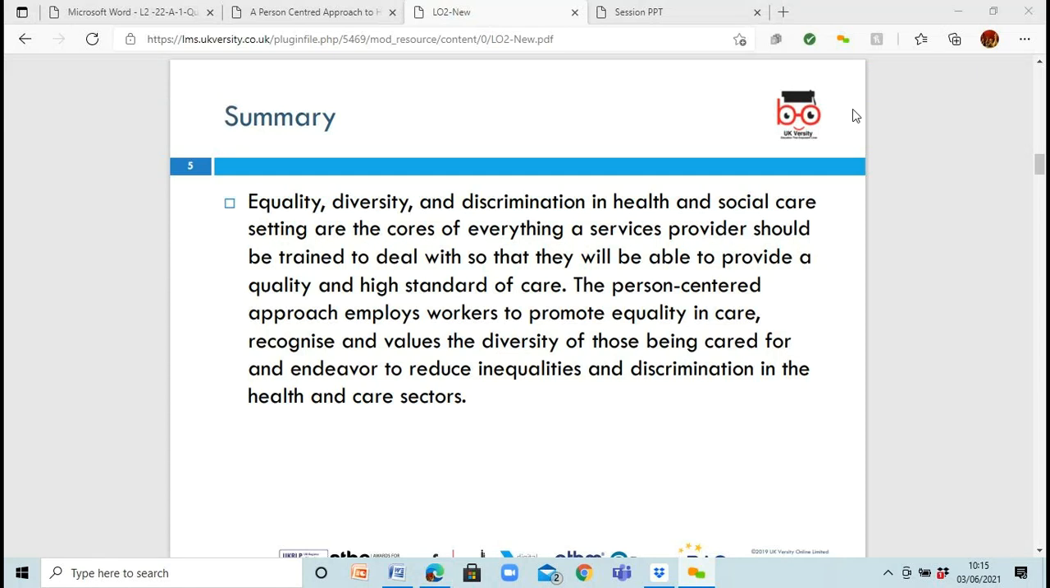Now, with healthcare, equality, diversity and discrimination in a person-centered approach, this means that your employers need to work to promote equality in care, recognize and value the diversity of all of those that are being cared for, and make sure that you're trying to get rid of inequalities and discrimination in health sectors. So, you keep an eye out for it, see where you notice something that's not right, point it out, and try and work towards making sure that it's a good environment.